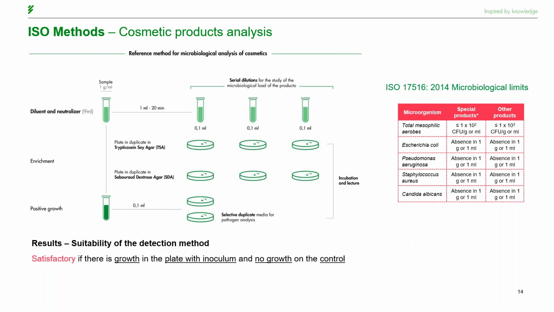So here we can see the microbiological limits set by ISO 17516: there may be presence of total mesophilic aerobes, but not of pathogens such as E. coli, Pseudomonas, Staphylococcus, or Candida in 1 gram or milliliter of product.